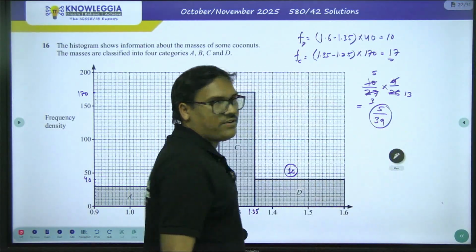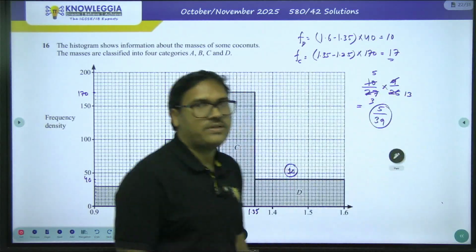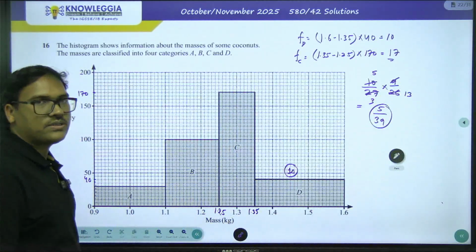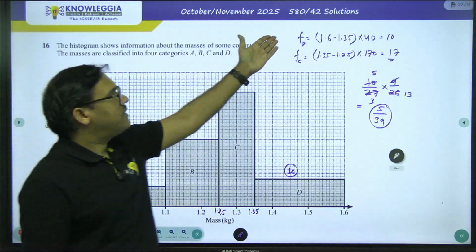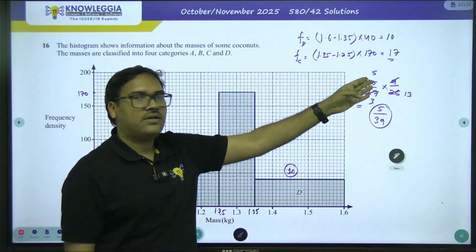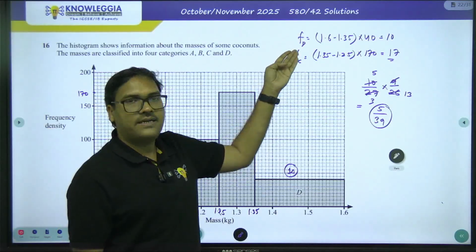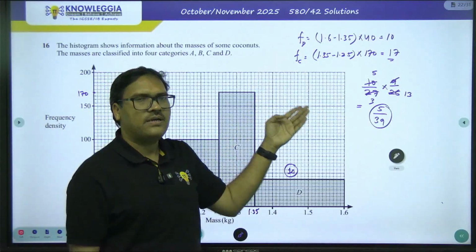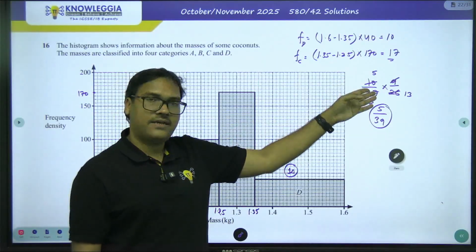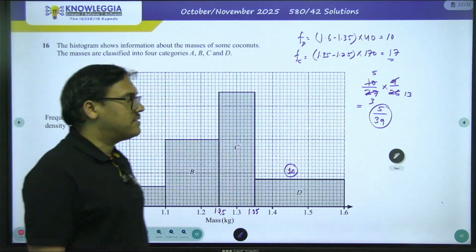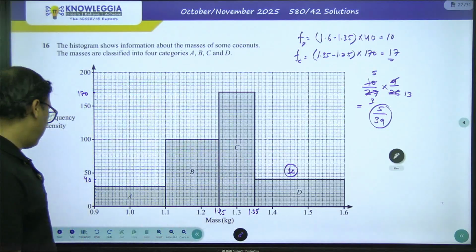So what is the probability? 5 by 39. Yes, 5 by 39 is the answer for this question. I hope this is clear. There are 10 and 17, so total 27. Out of this, category D has 10. So 10 by 27. And then the second one is again category D. This is 9 by 26. That means 5 by 39 is the answer.